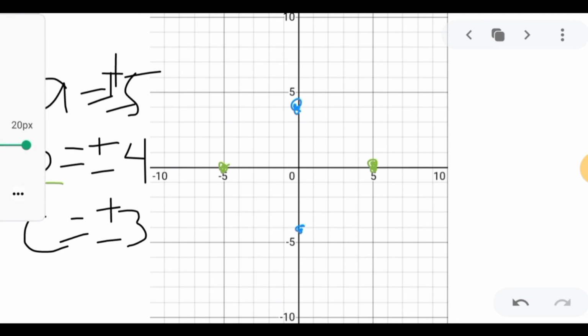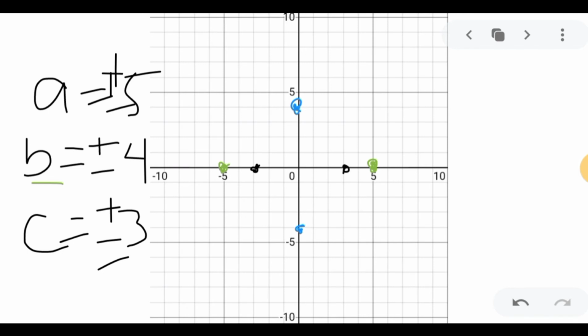Next, let us plot the foci. Always remember the rule: the foci always lie on the major axis. And here, our major axis is the x-axis because this one is the greater value. So you will plot the c value on the x-axis, positive or negative 3. That is 1, 2, and 3 here. And on the other side, 1, 2, 3 here. So that is your foci.